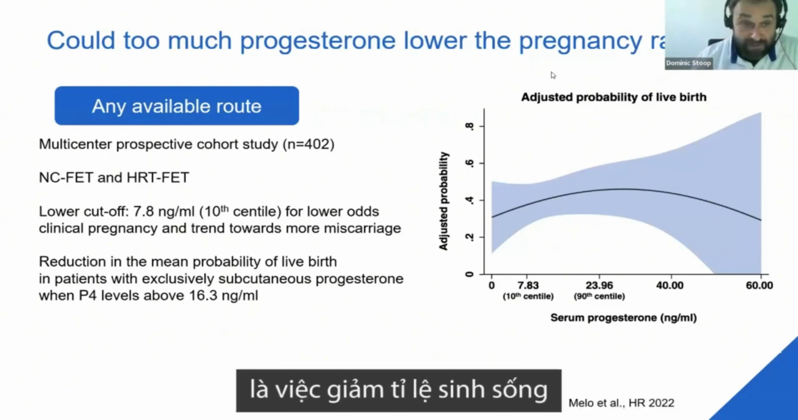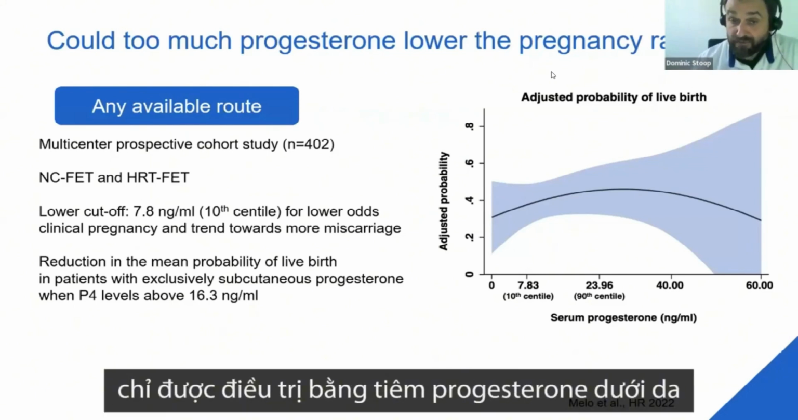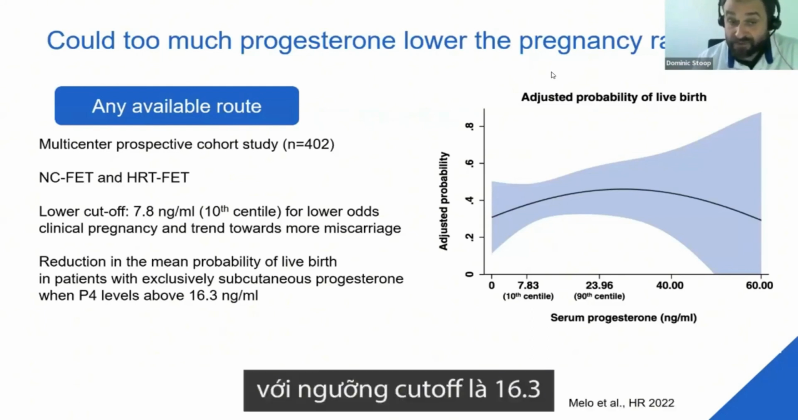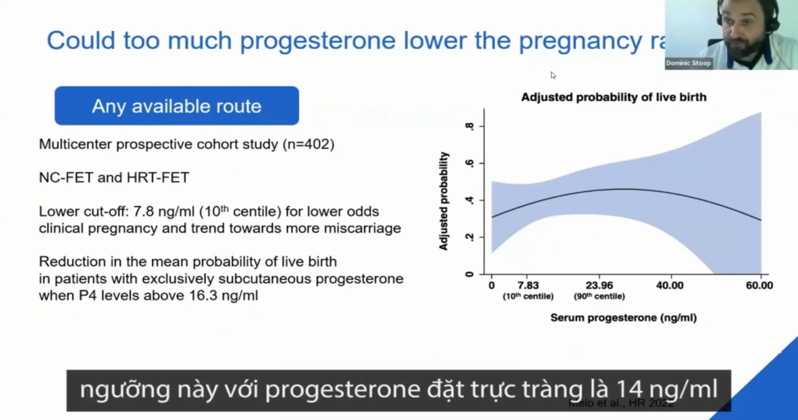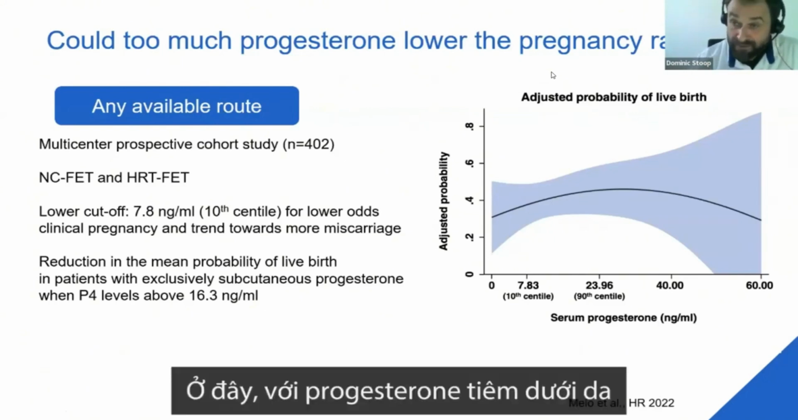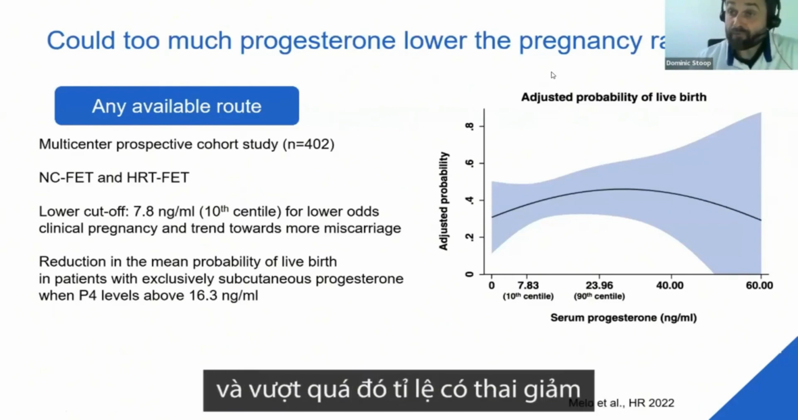A second thing that he's seen, and I think this may be the most important finding from this study, is that there was a reduction in the mean probability of live birth in patients who were exclusively treated with subcutaneous progesterone. Here the cutoff level was 16.3. Remember, with the rectal it was 14 nanograms per ml, above which lower pregnancy rates were seen. Here, with subcutaneous progesterone, 16 nanogram per ml is the cutoff, above which lower pregnancies were seen.